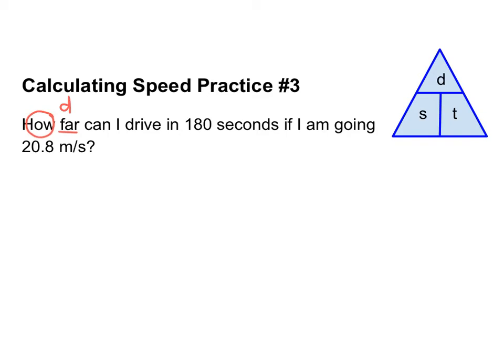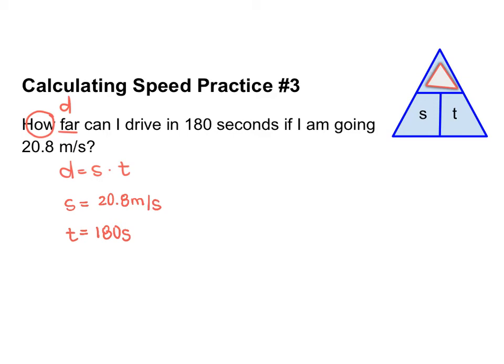So when I cover up D for distance, I am left with S and T next to each other, which tells me I am going to multiply them. So D equals S times T. I need to know what was my speed and how long did it take. So I can drive there in 180 seconds if I'm going 20.8 meters per second.